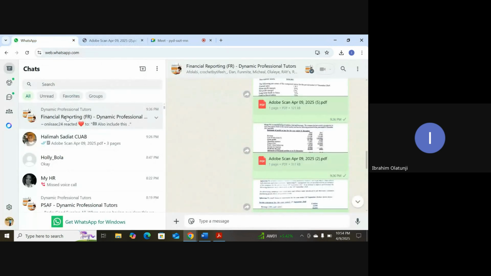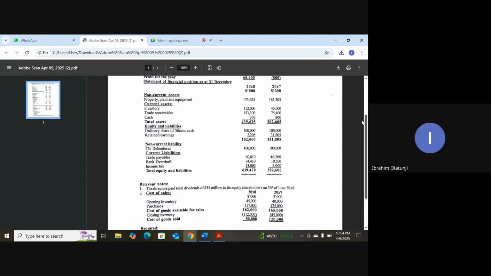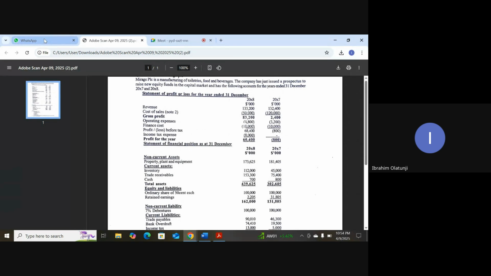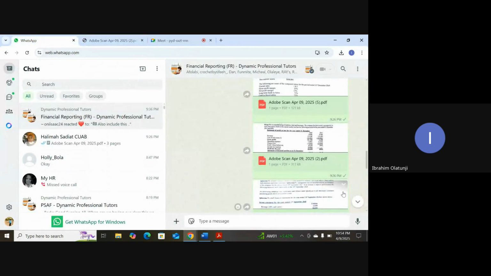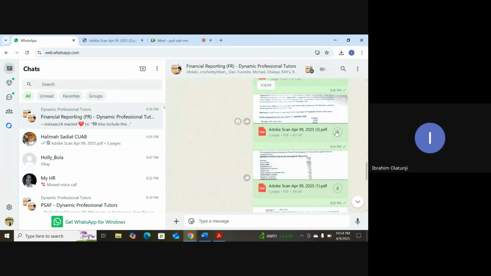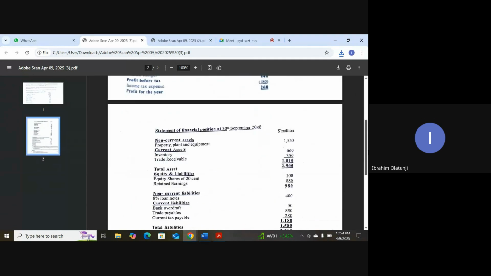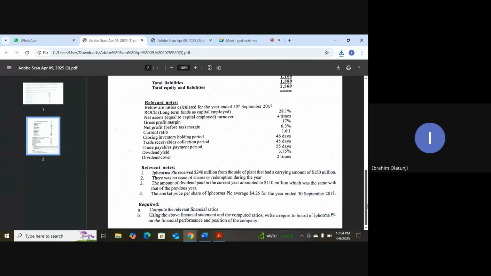So let's see another question. Let me see this one. I want to check all the questions. Let's look at this one too. I sent a lot of questions. So if you go through it, let's look at the requirement of this one too. Look at the requirement: compute the relevant financial ratio.